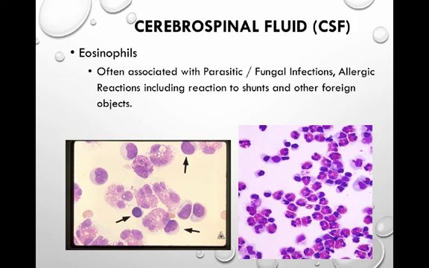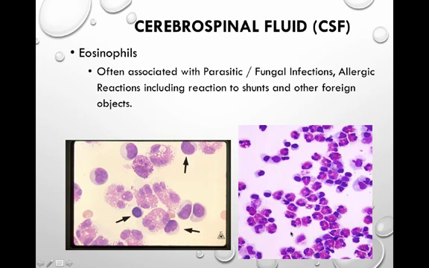Eosinophils are occasionally seen in CSF and often are associated with parasitic or fungal infections or allergic reactions, reactions to things like shunts and other foreign objects that might be inserted into the central nervous system. So here we see eosinophils. Note the arrows are not pointing to eosinophils in this image. The eosinophils are beside these cells. Those are lymphocytes.